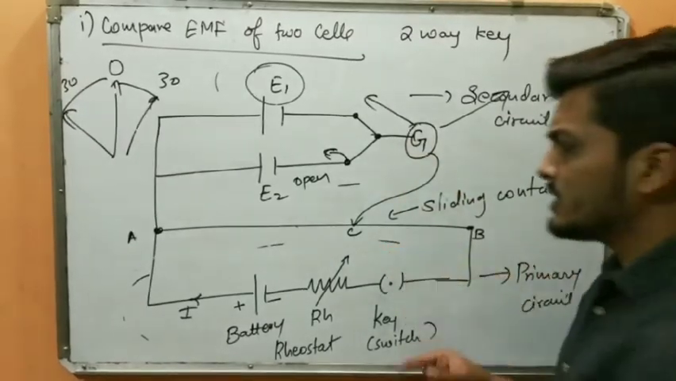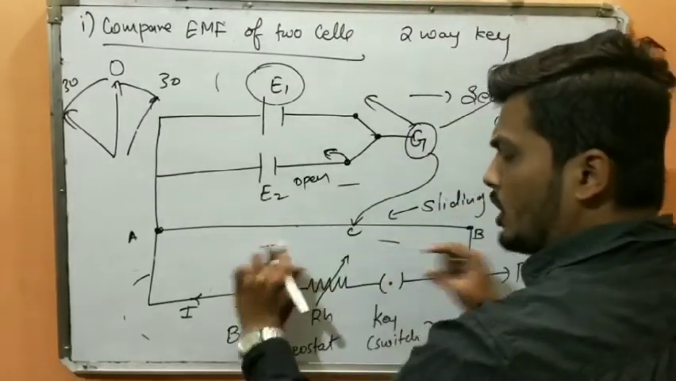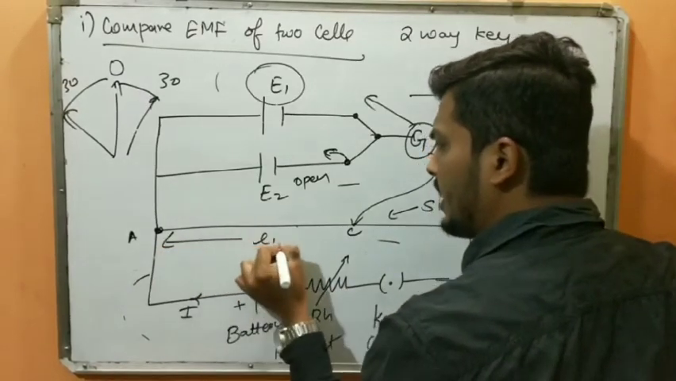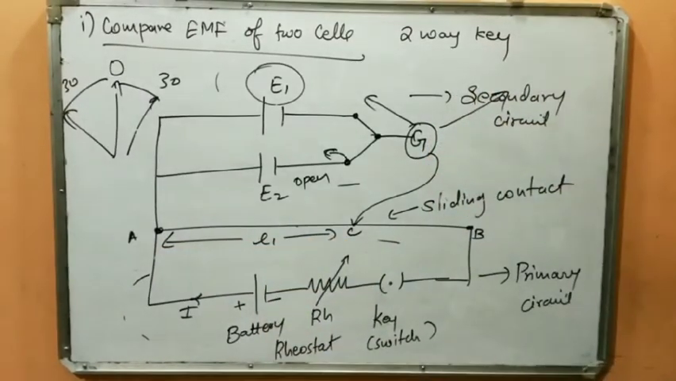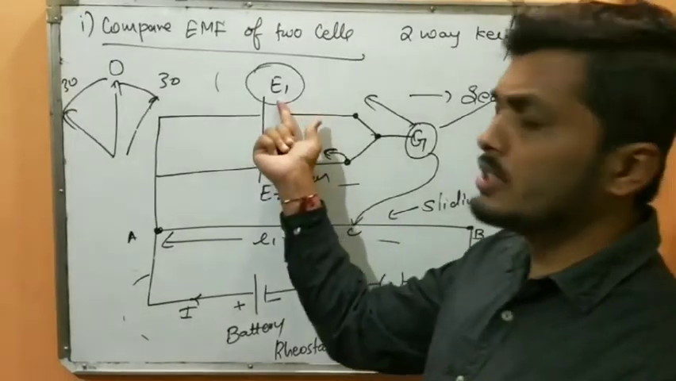So I will take a scale. Already the scale is installed here. I'll just measure this length and give it the name L1. L1 indicates the balancing length of cell E1.